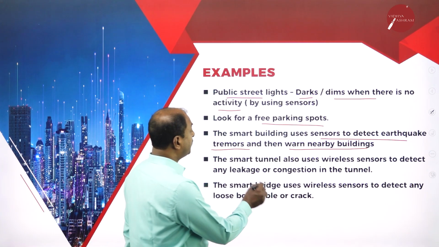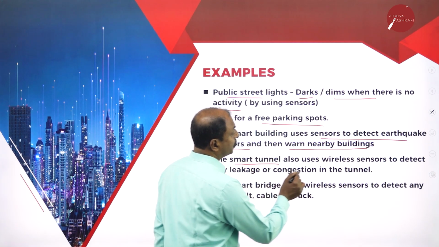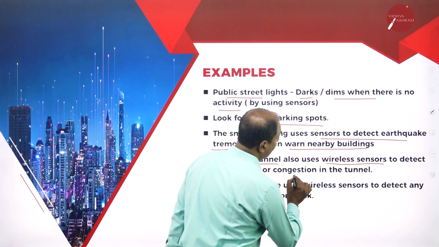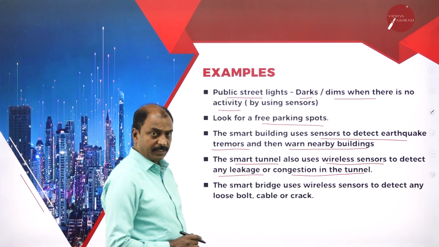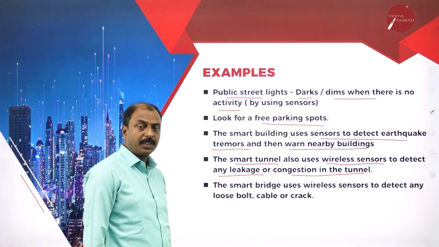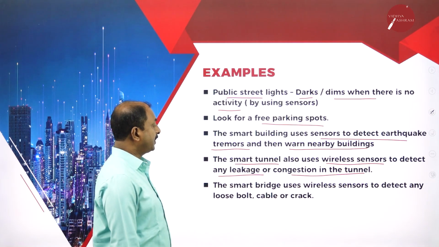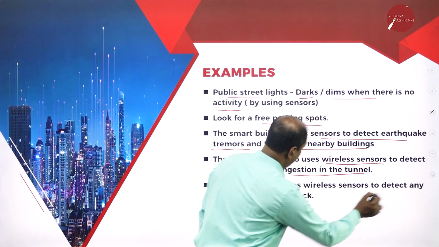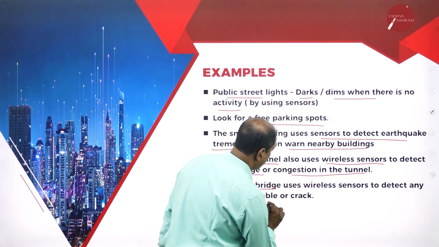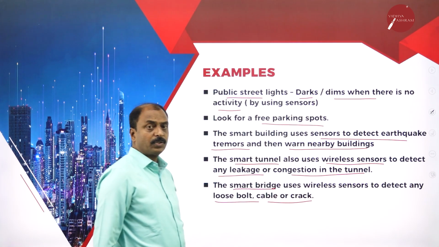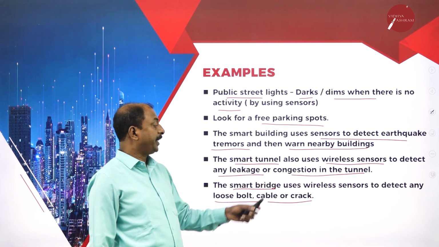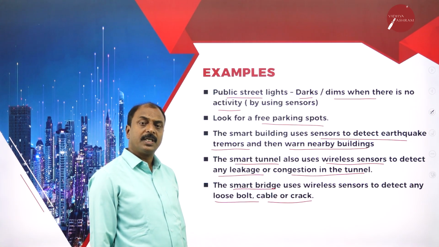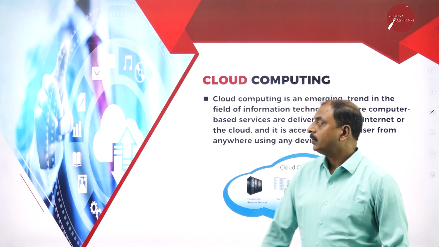And the smart tunnel is another example. It uses wireless sensors to detect any leakage or congestion in the tunnel. This is a very good example. Like the smart bridge, a smart bridge uses wireless sensors to detect any loose bolt, cable, or crack. So any type of damage can be detected through this concept. These are some examples of the smart city concept. Now let us move on to the next slide.